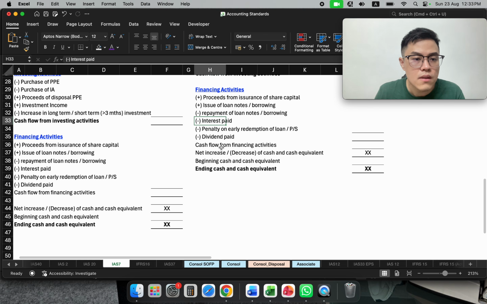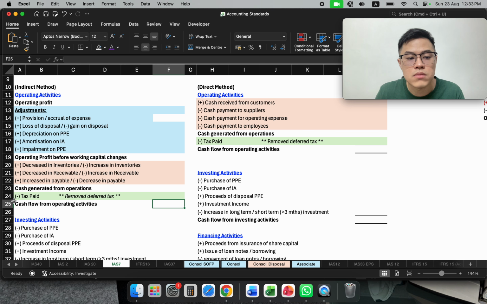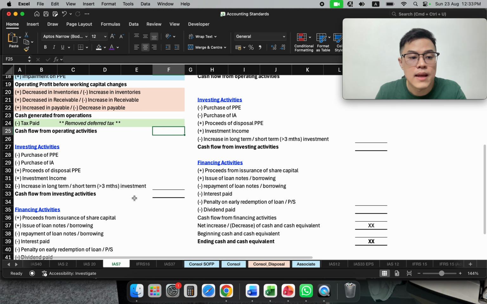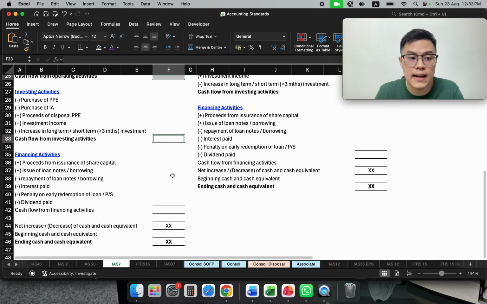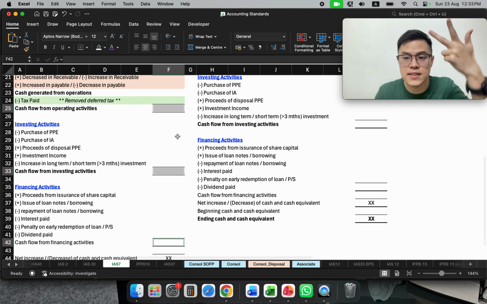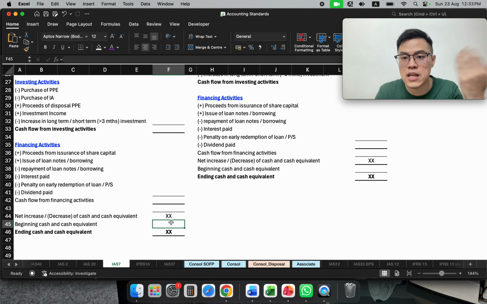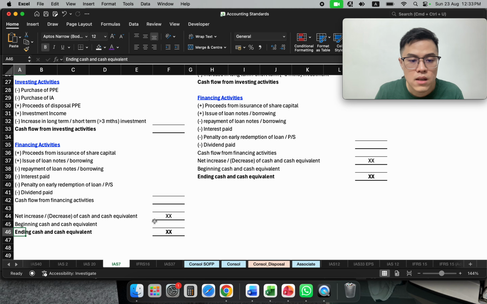Then once you're done, you will get your operating net cash flow, or net cash flow used by, if there is a negative. And you plus it up together, operating, investing, financing, net it up together, you will get the net increase. And you will need to plus with your opening cash and cash equivalent, and net it off, you will get the ending cash and cash equivalent.